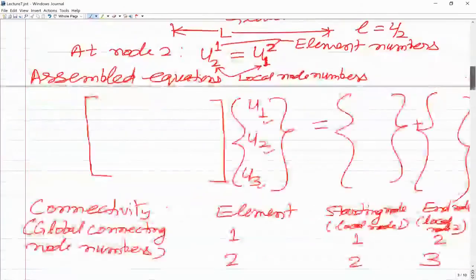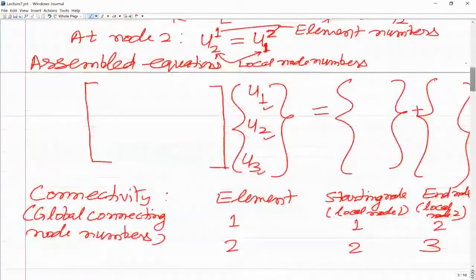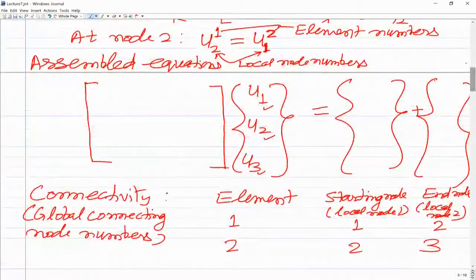We call this a connectivity table. This is simple because this element is just a two-noded 1D element. Element 1 has starting node as global node number 1 and end node as global node number 2, and element 2 has starting node as global node number 2 and end node as global node number 3. Now when we do the assembly, we look at this connectivity.